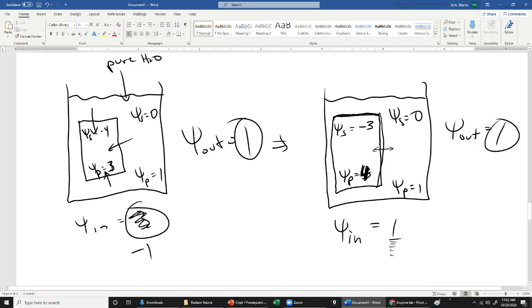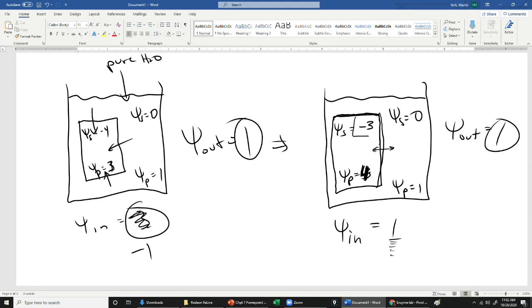But what about this -3? Well, we said that in order to make this equal on both sides, no net movement anymore, the inside water potential has to be the same as the outside, so it has to be 1. In order to get that to be 1, if we have 4 plus what is 1? Well, 4 plus -3 makes 1, so that's -3.